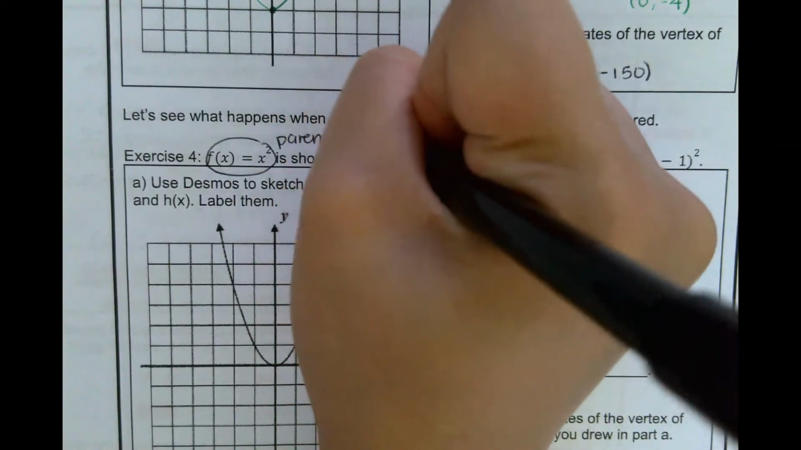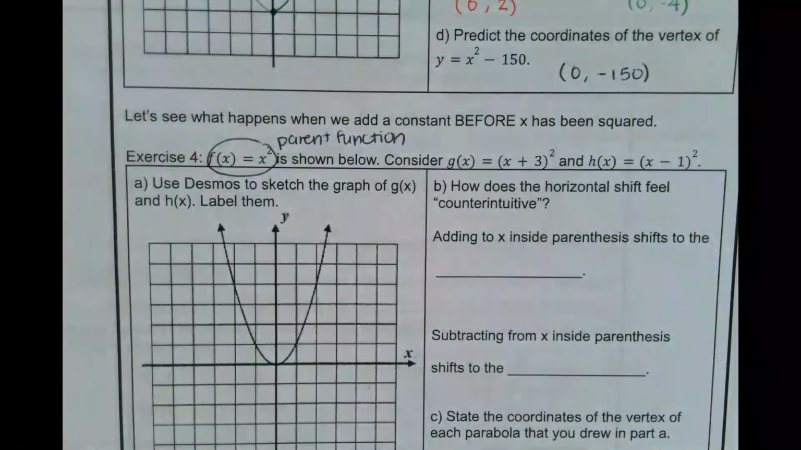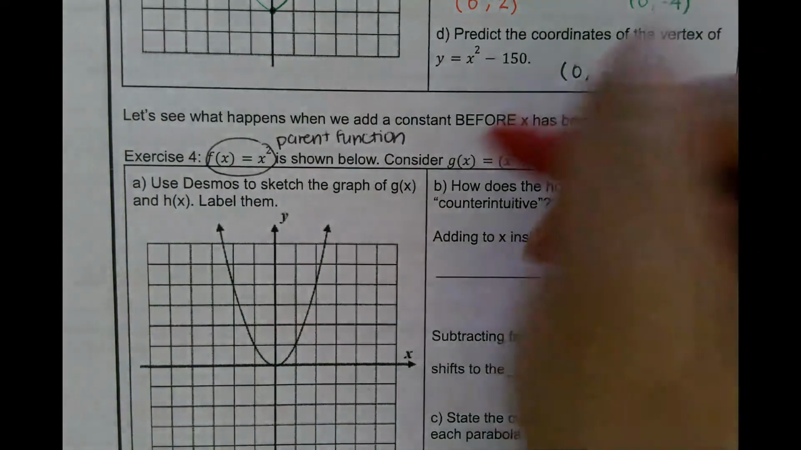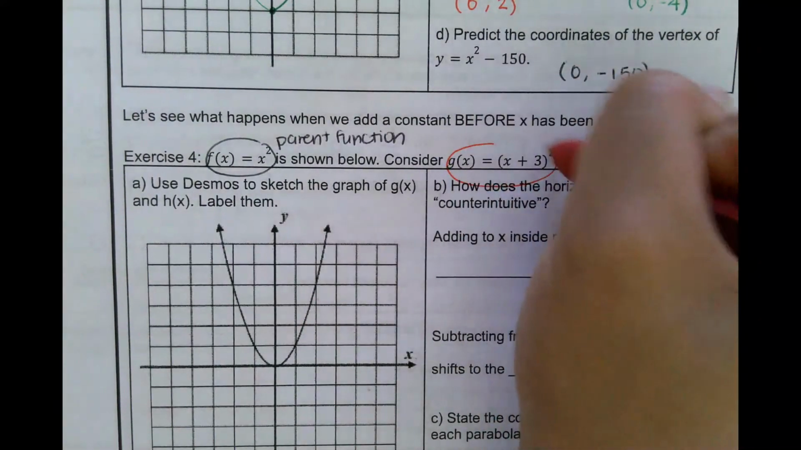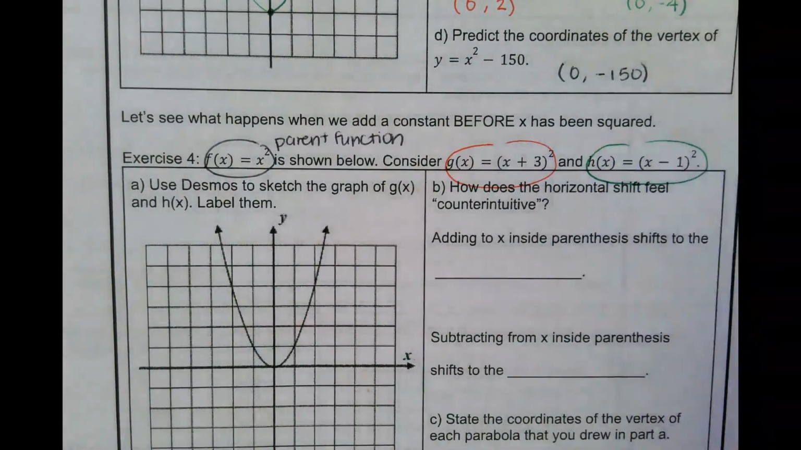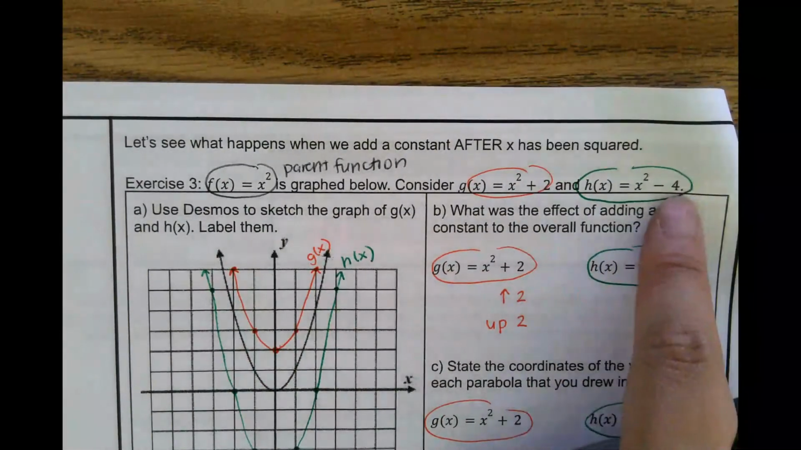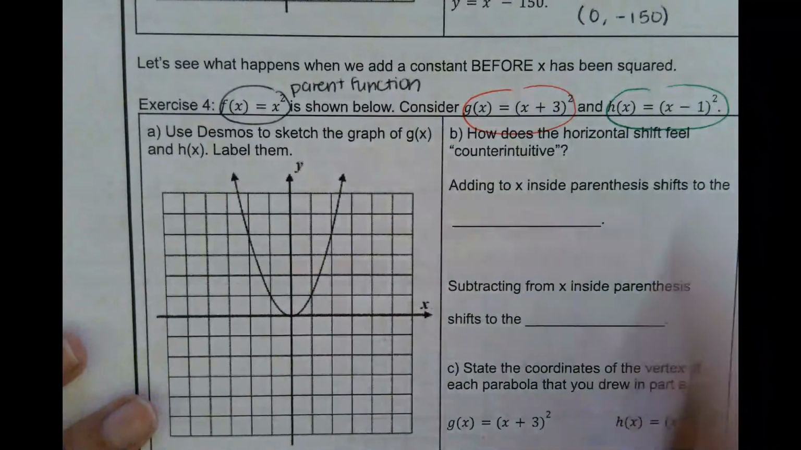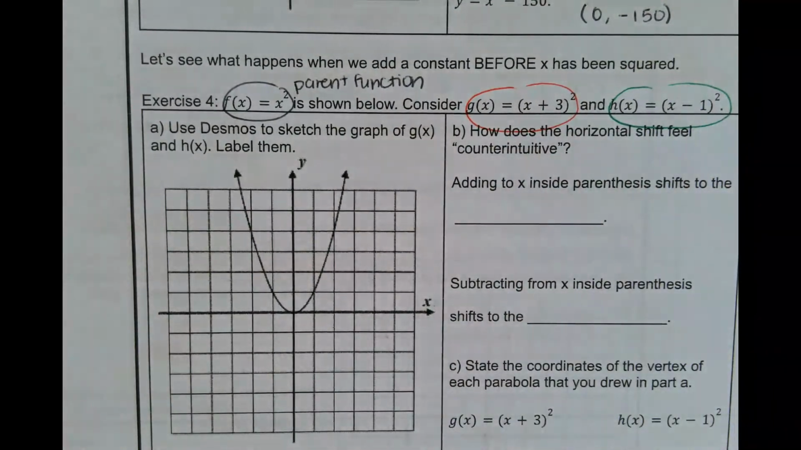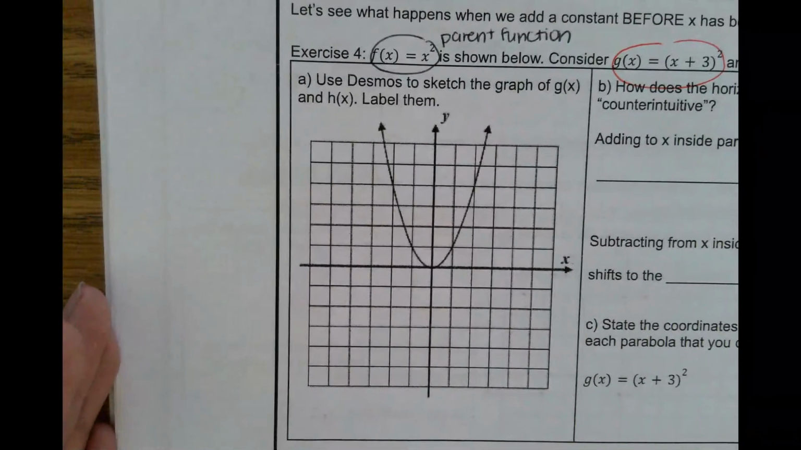From it, we get all other functions for quadratics. We're going to do g of x equals (x plus 3) squared and h of x equals (x minus 1) squared. Note that in the previous example, we added or subtracted things after squaring. In this one, before we square it, inside the parentheses, we're going to add or subtract something. Let's use Desmos to help us graph these.